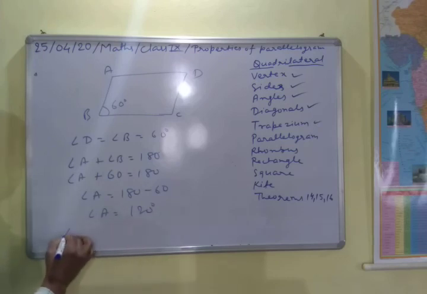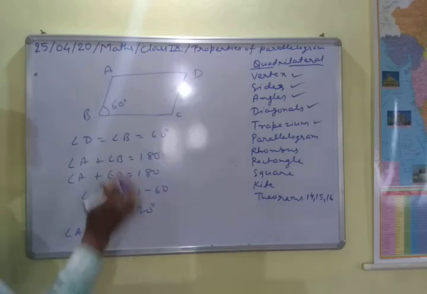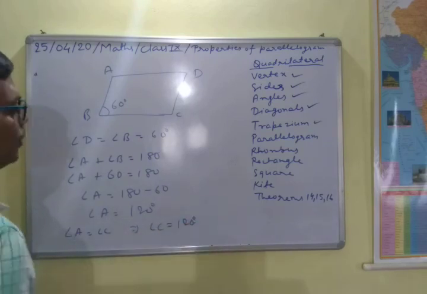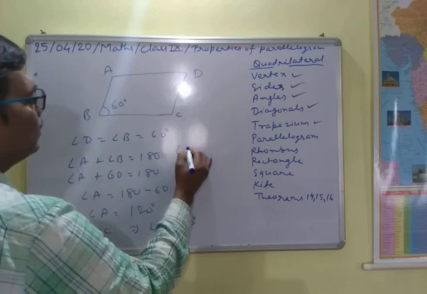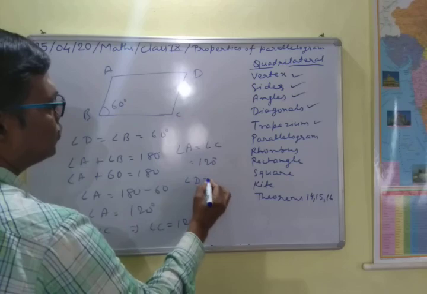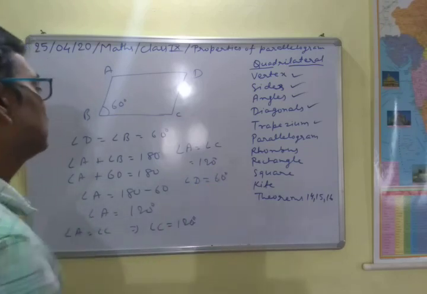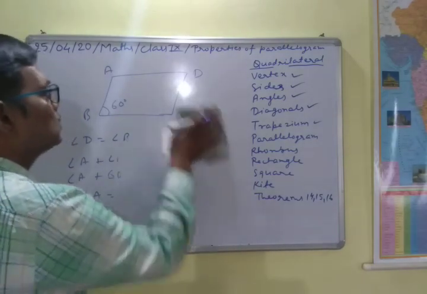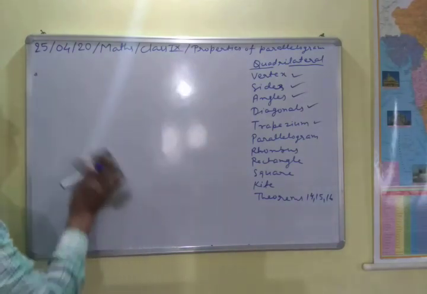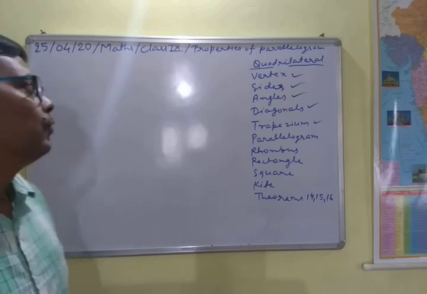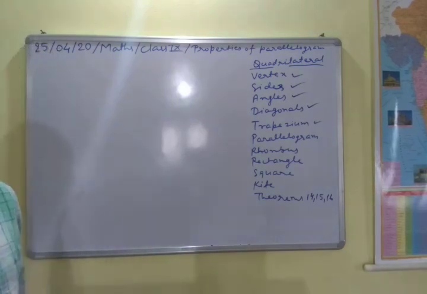Then angle A equal to angle C also, because opposite angles are equal. This implies angle C is equal to 120 degree. So here angle A equal to angle C equal to 120 degree and angle D is equal to 60 degree. So these are the angles of this quadrilateral. In the same way, you will solve other questions in this exercise. So this is the fundamental of this property of parallelogram. We will discuss more properties in the next class.